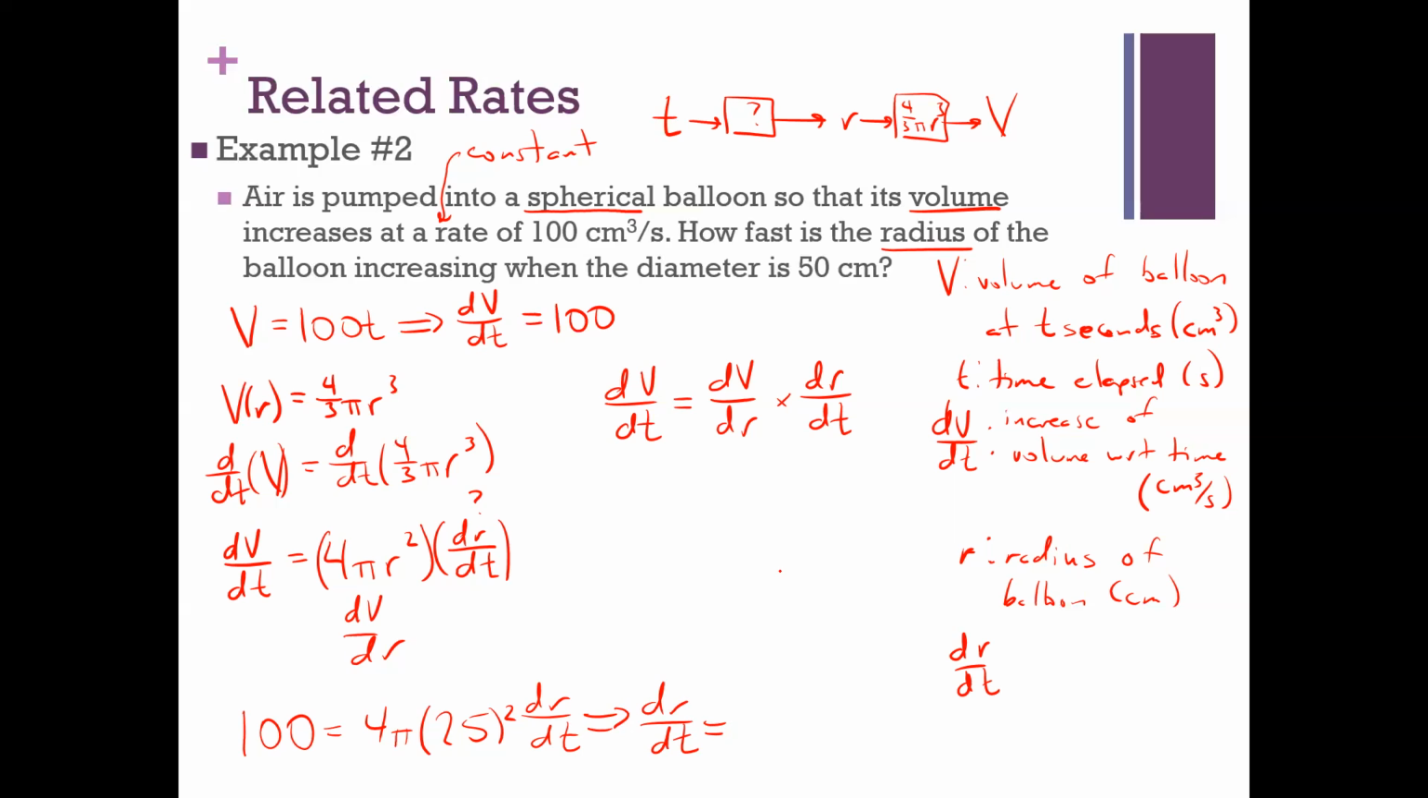Like 25 over pi or something like that? I believe this is the answer. 25 squared is 625 times 4 is 2,500. Nope. Feel better about that. Sebastian?